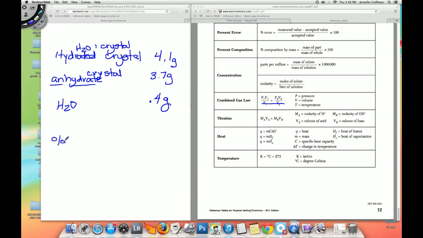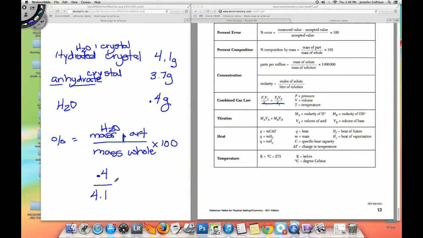So if we're going to find percent, we have percent equals mass of part over mass of whole, times 100. Sometimes the pen writes better than others, doesn't it? The part was 0.4, because that's the water. We want the mass of the water. That's the part we're looking for. And the mass of the whole thing was 4.1, times 100. So 0.4 divided by 4.1 times 100. Plug it into your calculator, and you're going to get 10.8% water.